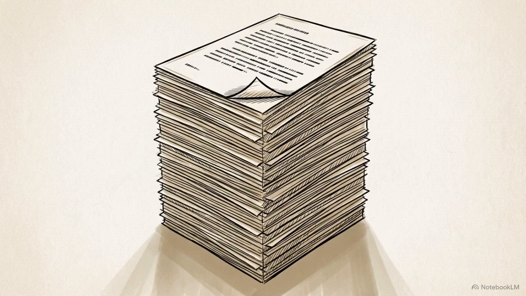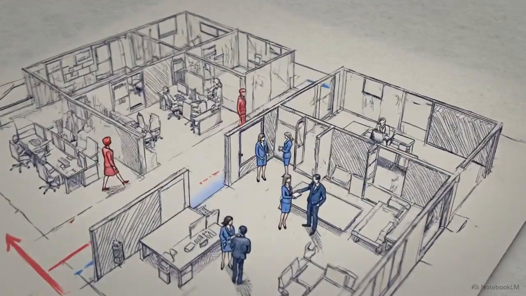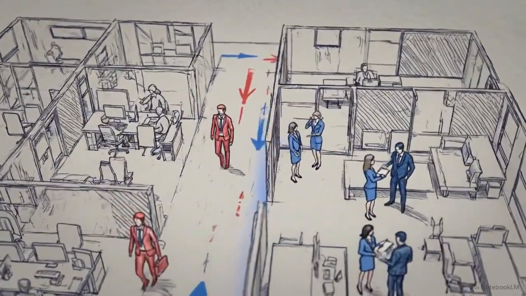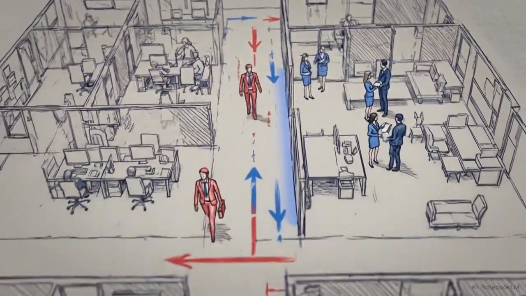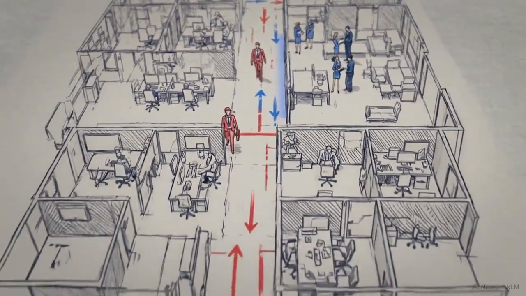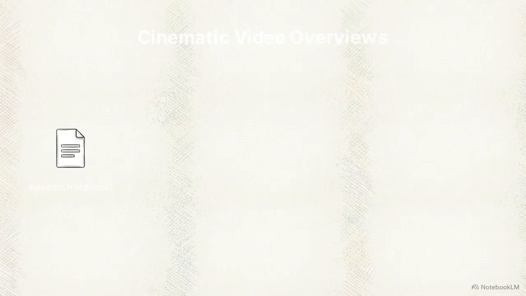If you have a dense 40-page PDF document, getting someone to actually read it is a challenge. But now you can effortlessly convert that boring, static text into a fluid, fully animated cinematic explainer video. This happens through NotebookLM's Cinematic Video Overviews update.